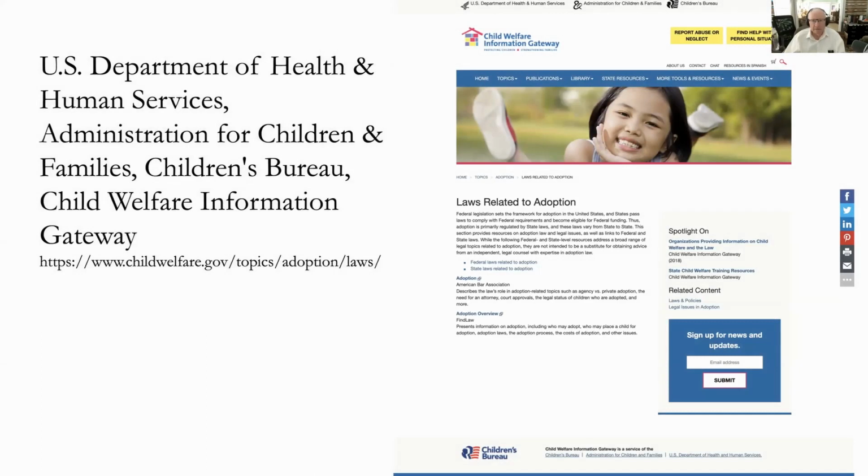Now, here's the list. This is the Child Welfare Information Gateway, and it's US. If you look for childwelfare.gov, you'll come right up with the website. And here are the links to the federal laws related to adoption and the state laws related to adoption. Basically, you can use this as a springboard to get into the complex issues of adoption in any of the US jurisdictions.